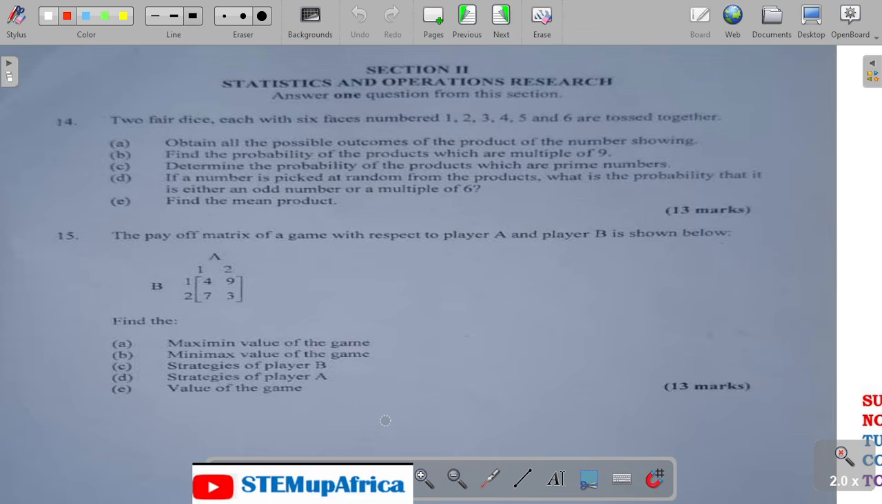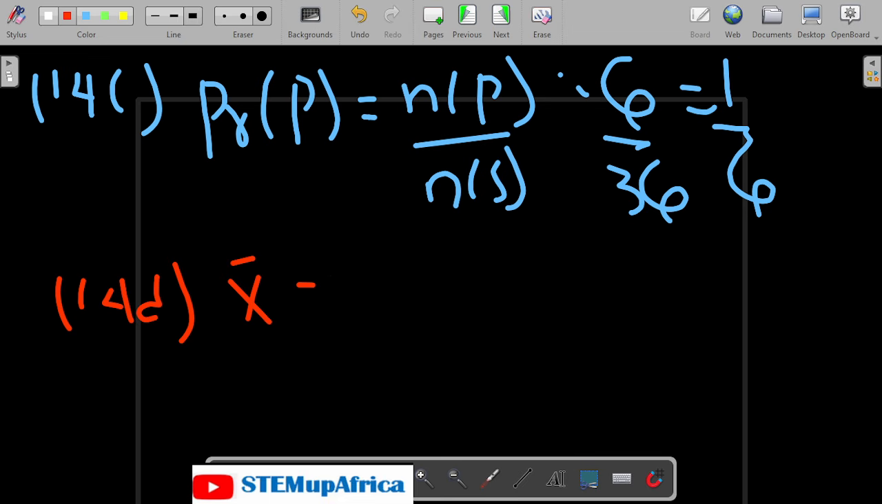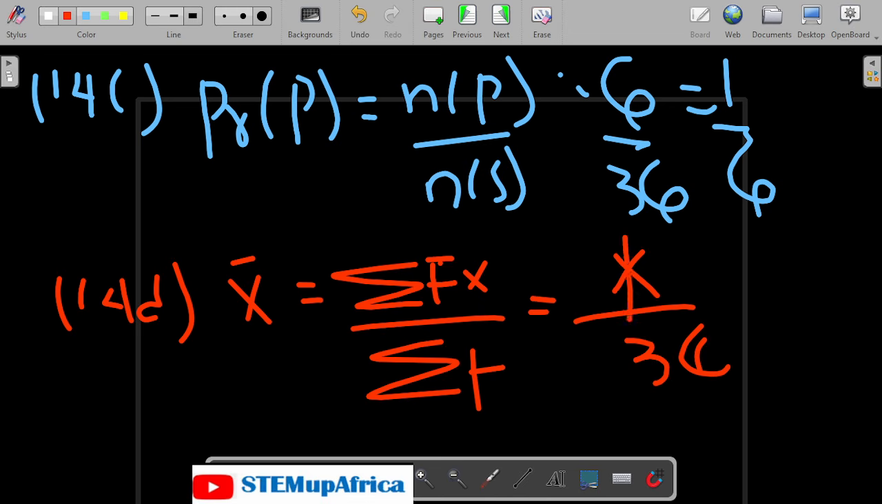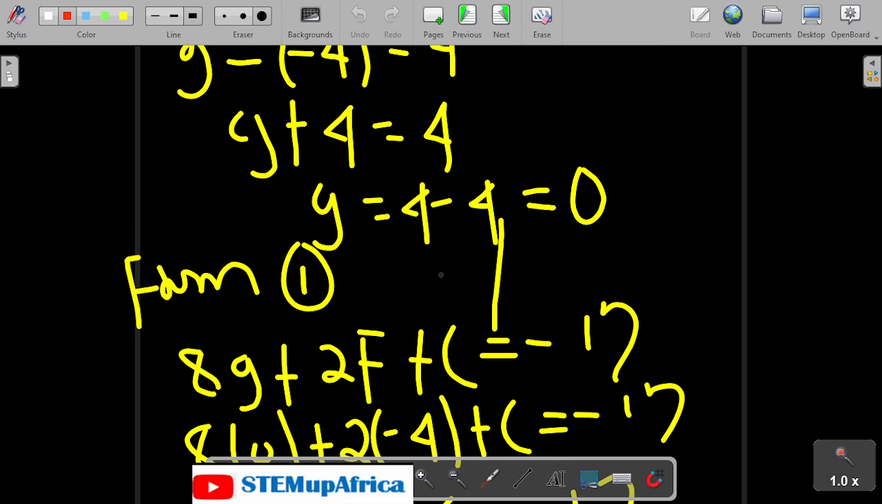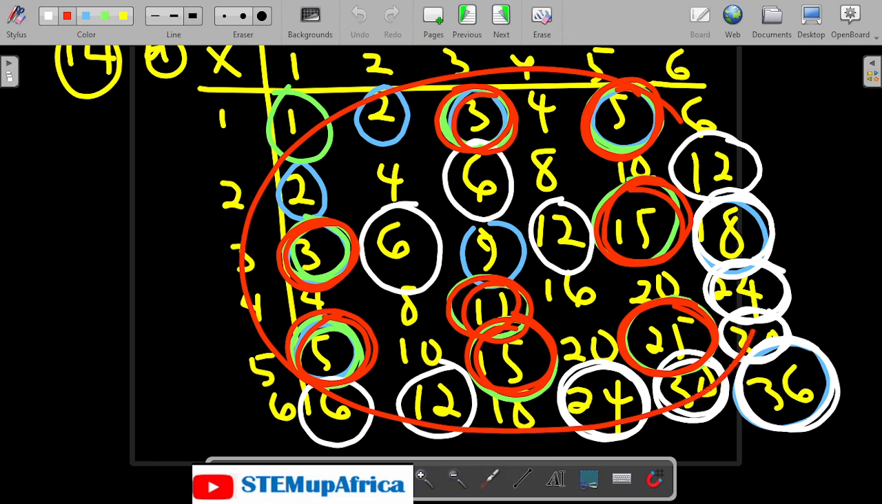And lastly, find the mean of the product. 14E. Our x bar is the summation of fx over the summation of f. So please add all the numbers in the sample, add everything here and divide by 36. So that is now the mean.